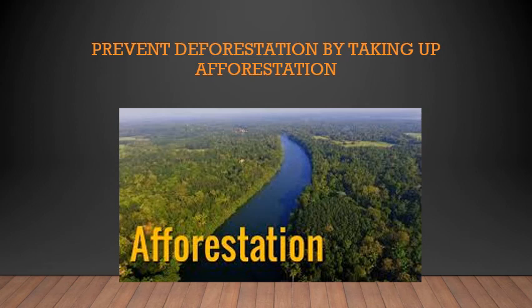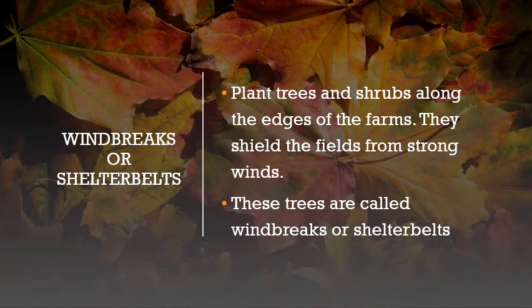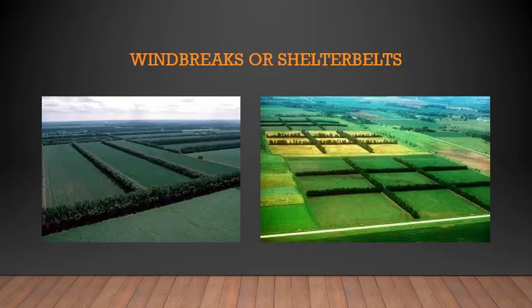Okay, plant trees and shrubs along the edges of the farm. They shield the field from the strong winds. You can see here, okay, these are wind breaks and shelter belts. How do they prevent soil erosion? You have to just plant these trees and shrubs along the edges of the farm. Okay, they shield the field from the strong winds.